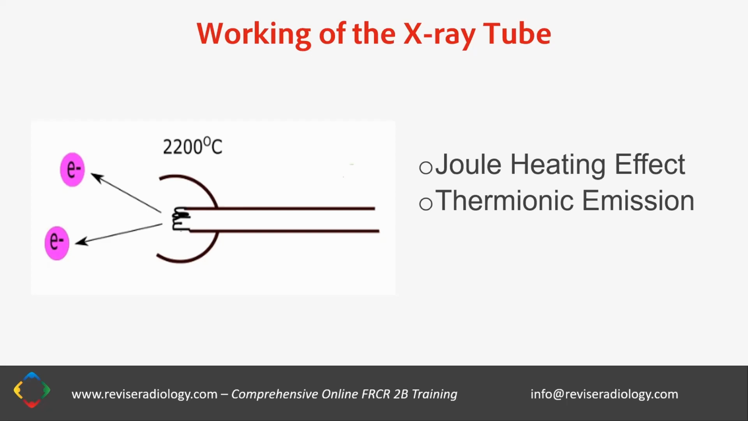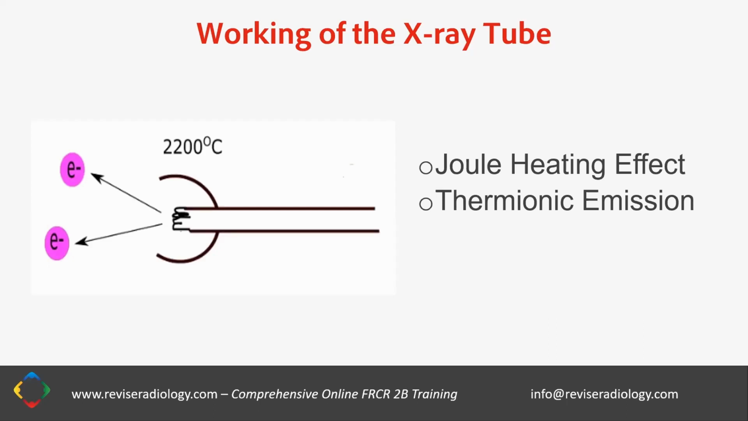Yeah. So when the filament gets hot, it starts to vibrate, and these vibrations are so strong that they dislodge electrons from the filament, which then travel outwards. The temperature at which this happens is usually 2200 degrees Celsius. And this process by which heat causes electrons to leave the tungsten is called thermionic emission.